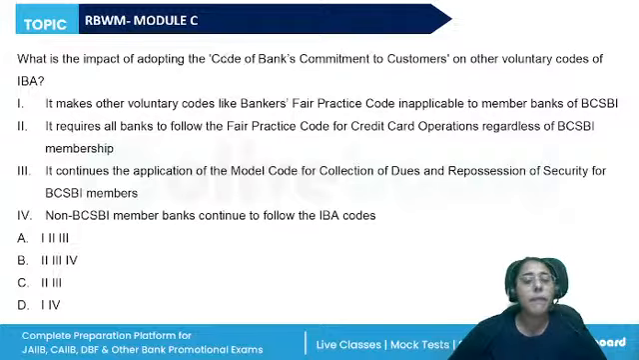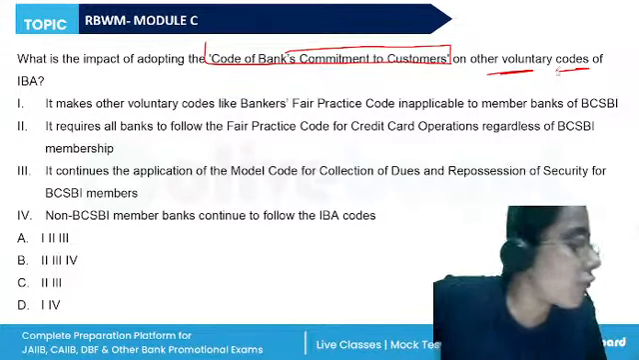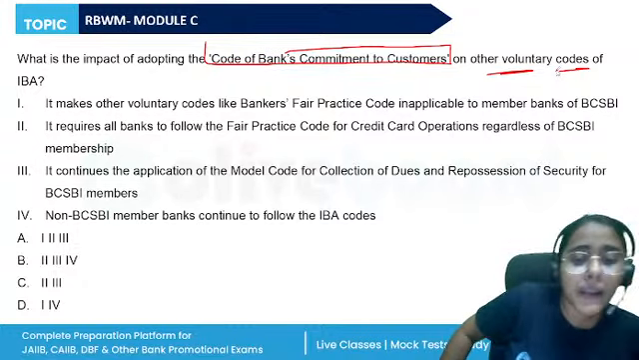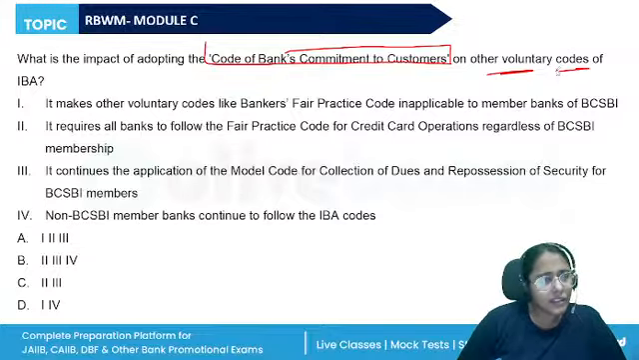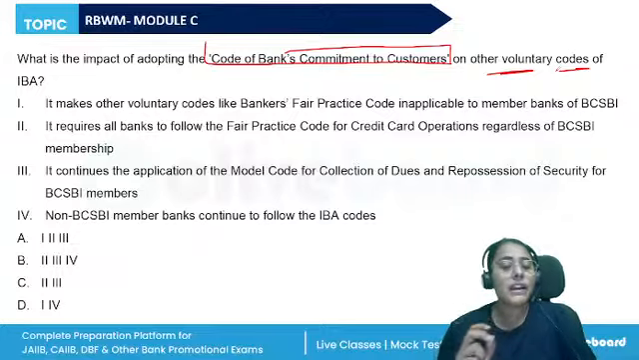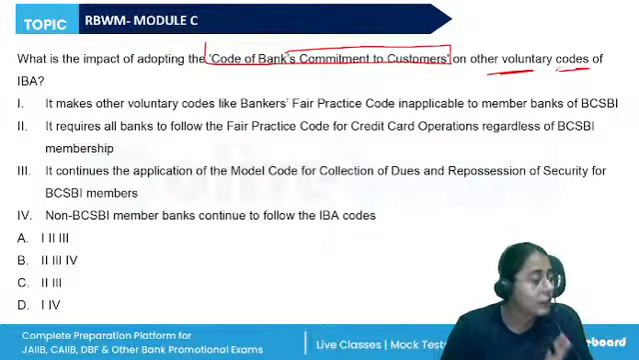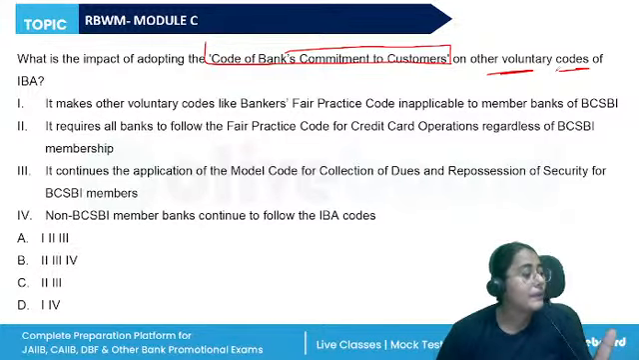Okay, what is the impact of adopting the Code of Banks commitment to customers on other voluntary codes? IBA has also released three voluntary codes: the Bankers Fair Practice Code, the Fair Practice Code for credit card operations, and the Model Code for collection of dues and repossession of security. The BCSBI codes are voluntary. If any bank becomes a member of BCSBI, they are not required to follow the IBA code. But if a bank does not become a member, then they continue to follow the IBA codes.